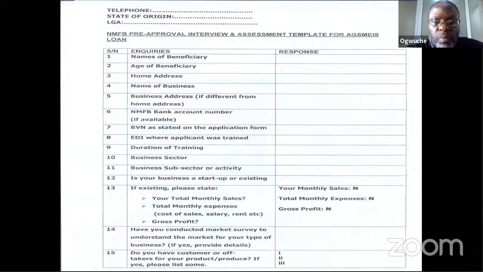BVN, as stated on the form, we've talked about how important the BVN is. The EDI where you train, Sidron Nigeria Limited, is your EDI. Duration of the training, you have to give them that duration. You have to keep at the back of your mind, 5 days.